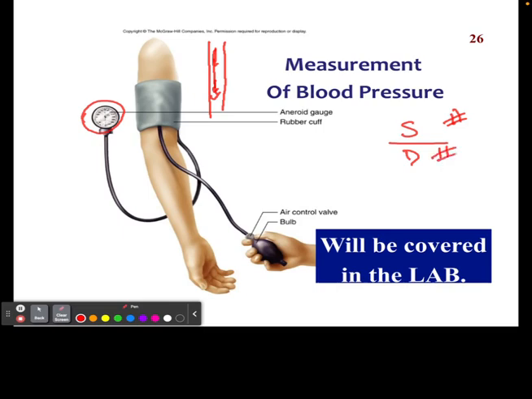Right? And what are the average ones you're going to see? For systolic, it's about 120. And then diastolic, it's around 80. That's why we get a blood pressure of 120 over 80, generally speaking.